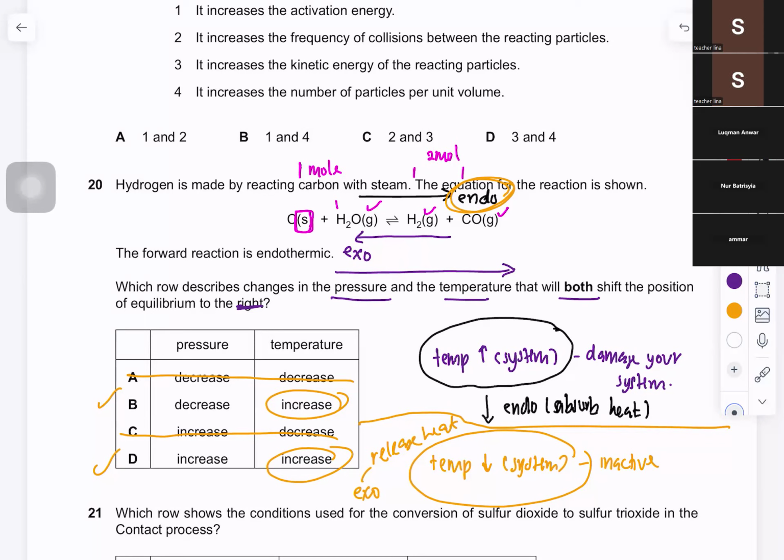If you want to shift to the right, 1 to 2, that is from the less moles to the more moles. So from less to more, you have to find pressure decrease. Pressure decrease, less to more. Pressure increase, more to less. So this one, B. Is it clear, Batisha? Yes, teacher, clear. Okay, whoever is not clear, let me know.